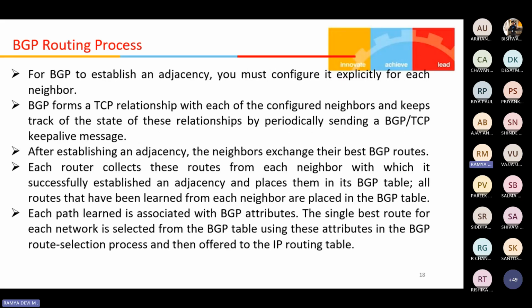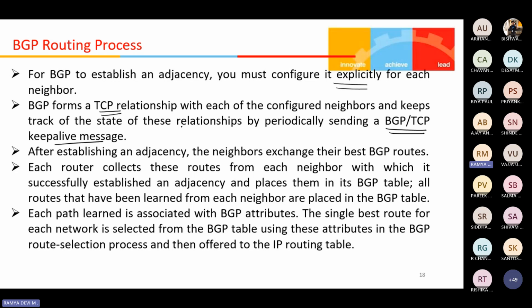So the routing process: BGP does not automatically discover the neighbors. Periodic updates will not be there, only triggered updates. Likewise, it will not automatically discover the neighbors. Each neighbor has to be explicitly configured. Once it is configured, BGP will establish a TCP session on port number 179. With each of its neighbors, the connection will be maintained with the help of BGP TCP keepalive messages.